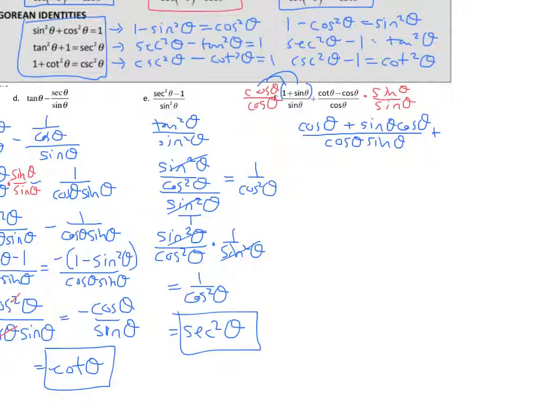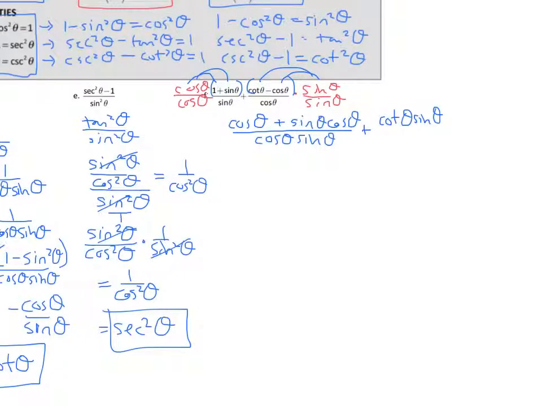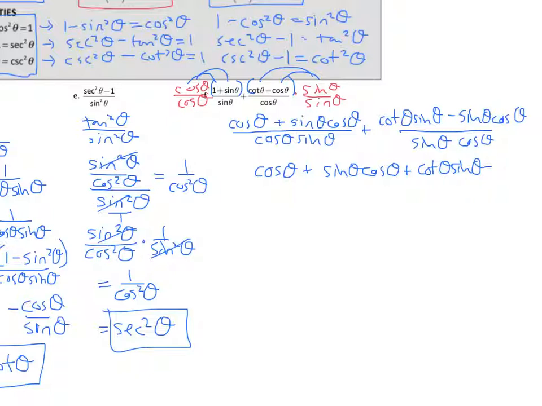In the next one, we have to distribute, and we get cotangent theta sine theta minus sine theta cosine theta over sine theta cosine theta. Next, we'll combine these into one fraction. So we add together the tops, cosine theta plus sine theta cosine theta plus cotangent theta sine theta minus sine theta cosine theta all over cosine theta sine theta.